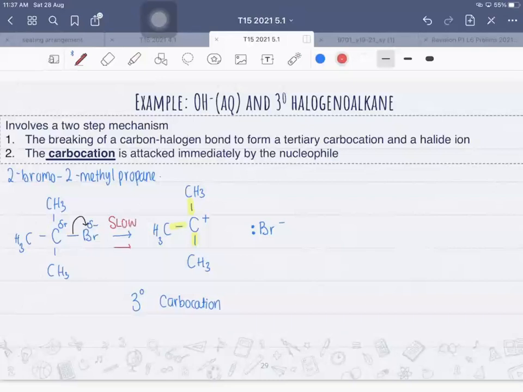In some textbooks, you will see that the slow step is represented by a reversible arrow. So I will not go into details on the reversible arrow.